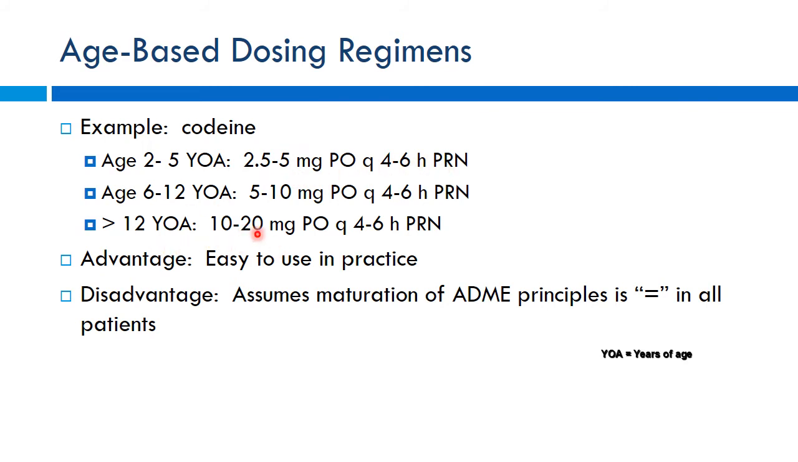This is really easy to use, which is good for clinical practice, but it is going to also assume that every child is going to have the same maturation in their pharmacokinetic variables, so absorption, distribution, metabolism, and excretion. And of course, we know that's not the case. We know that many patients are going to fall outside of these norms, which basically means that oftentimes age-based dosing is not going to be appropriate for many patients.